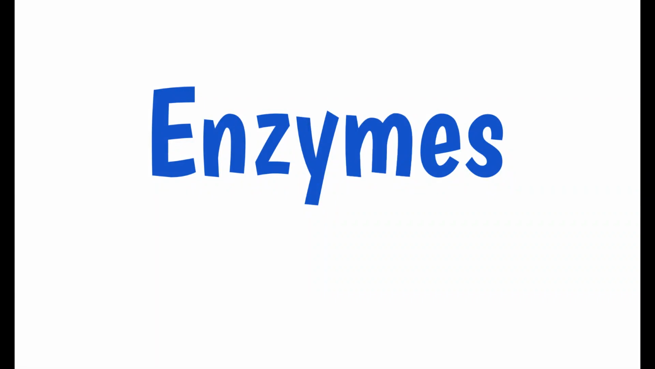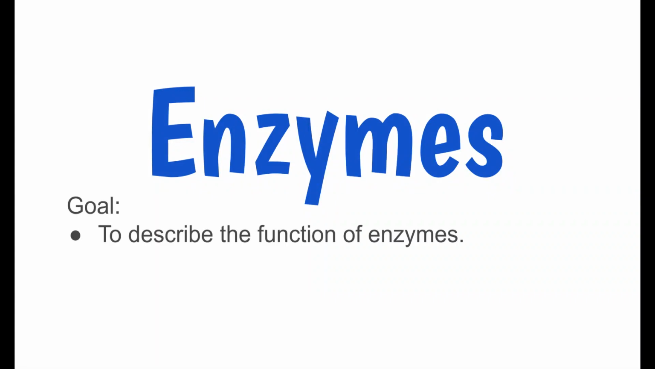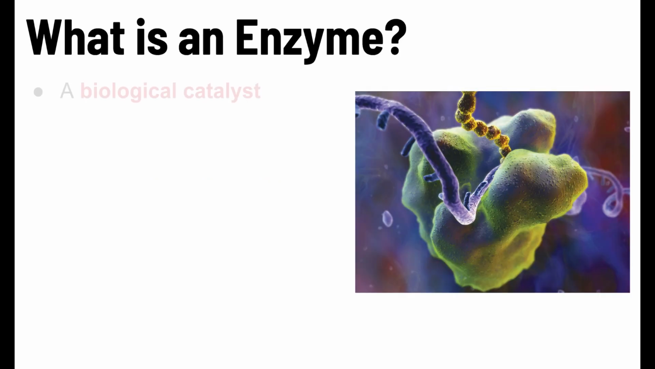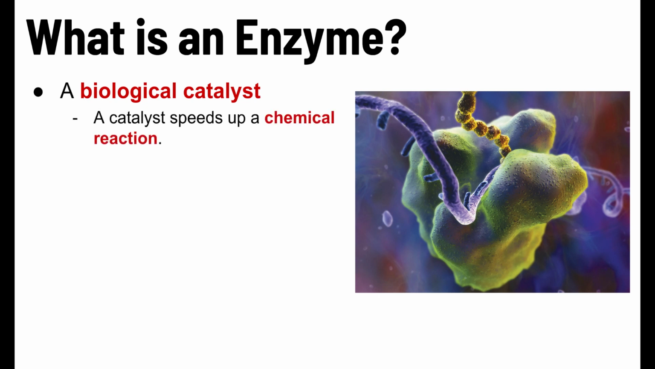Today we're going to talk about enzymes, and the goal of this video is to describe the function of enzymes. So what is an enzyme? It is a biological catalyst. A catalyst is something that speeds up a chemical reaction. An enzyme is also a protein. So putting all that together, an enzyme is a protein that speeds up a chemical reaction.